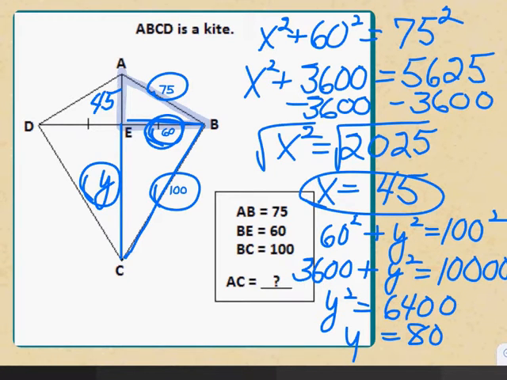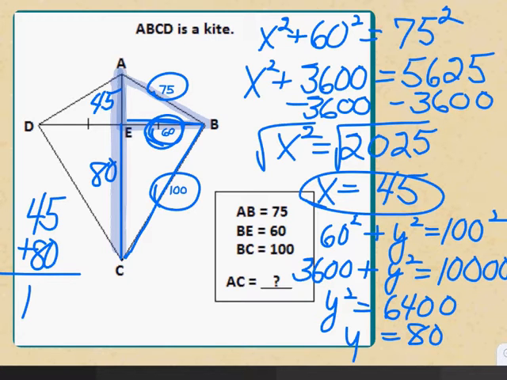So if y is equal to 80, we plug that in. The answer to the question, the distance from A to point C, is simply equal to 45 plus 80, which equals 125.